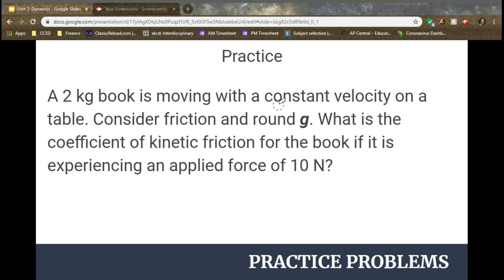A 2-kilogram book is moving with a constant velocity on a table. Consider friction and ground gravity. What is the coefficient of kinetic friction for the book if it's experiencing an applied force of 10 newtons? All right.